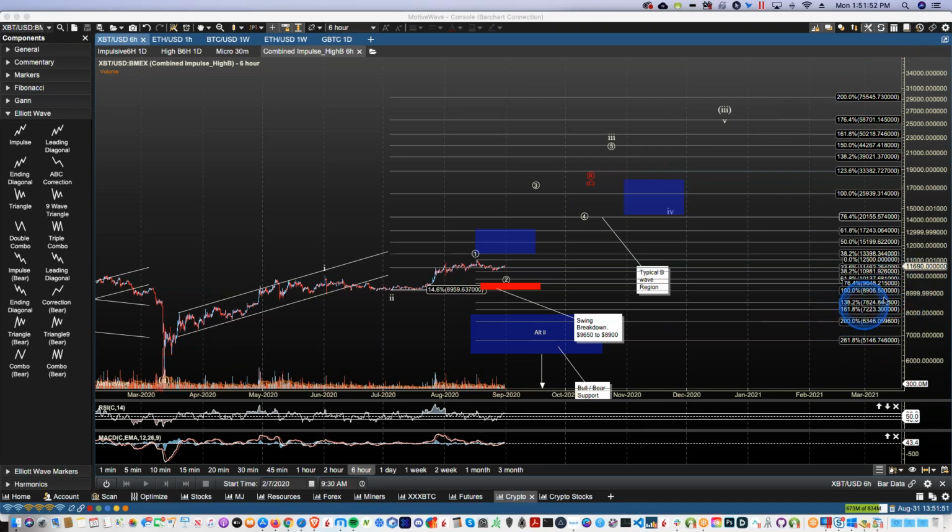Let's see, what's the best way to trade Ether? I trade Ether on Kraken personally.